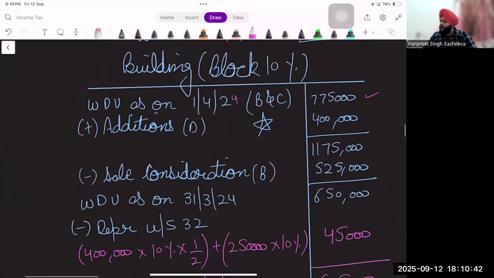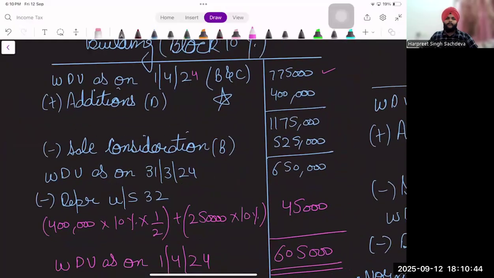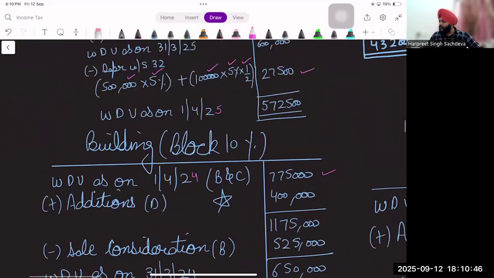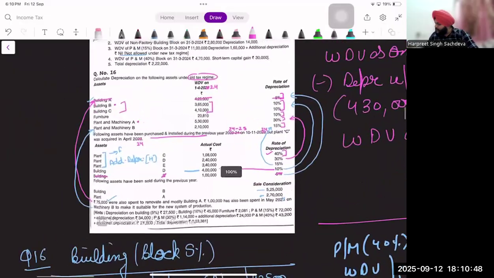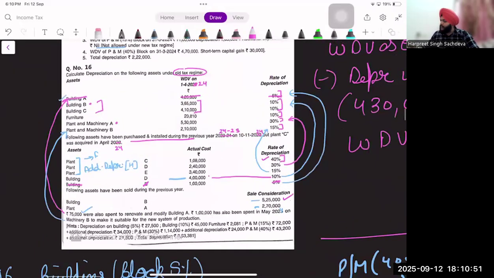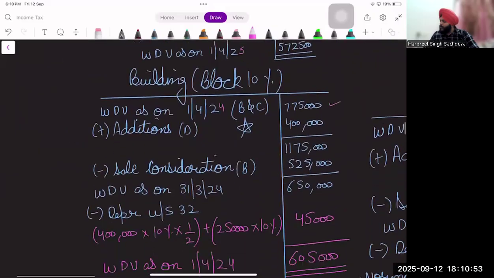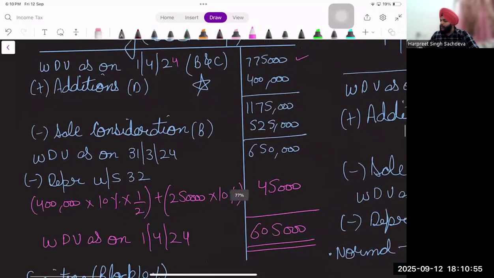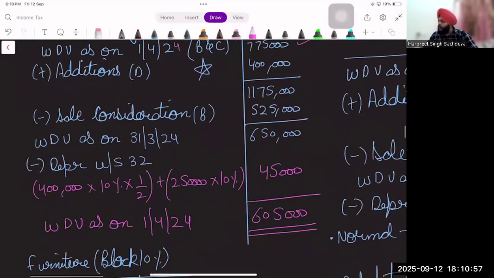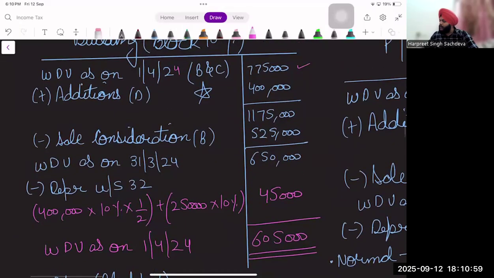So it's also a star. That's building D. Then out of that, we are selling building B for rupees 5,25,000. Okay. So out of that 5,25,000, building B is sold, and the remaining WDV as on 31st March 25 is 6,50,000.